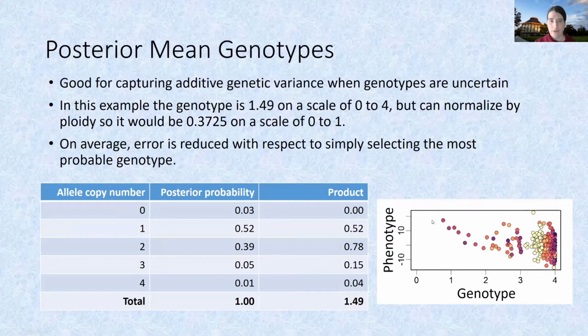And so then I have this sort of continuum of genotypes rather than classifying all of them discretely. And then that can be good for a linear regression with a phenotype. And on average, this reduces genotyping error as compared to just selecting the most probable genotype.